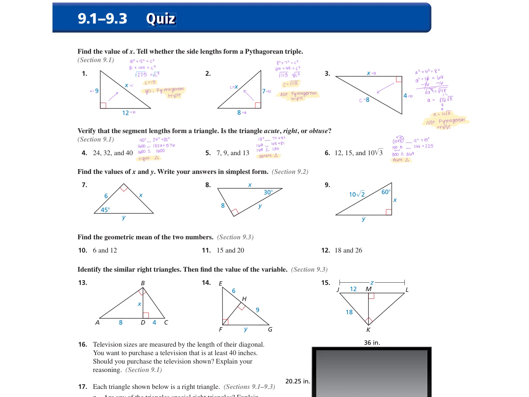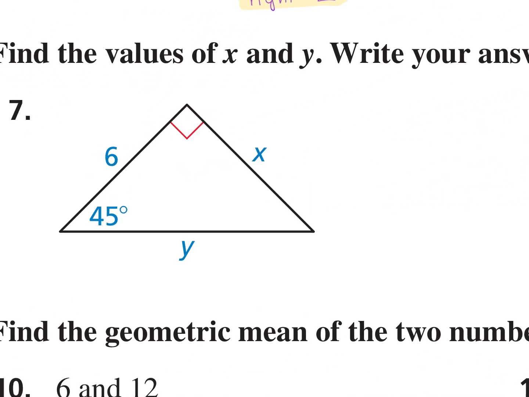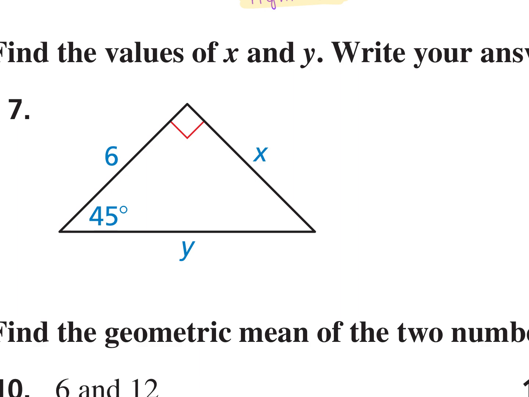All right, looking at 7, 8, and 9, it says find the values of x. Write your answer in simplest form. So they want me to solve. So for this, I'm given a special right triangle of 45, 45, 90. So I need to go ahead and plug in.